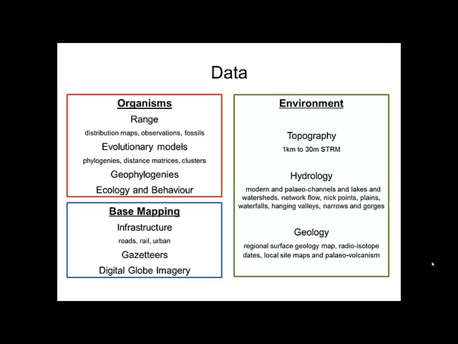Also things like waterfalls. As I say, they may be barriers for dispersal. All sorts of other features that are the result of changes in river valleys, like hanging valleys, narrows and gorges. These are geomorphological signatures of past hydrological change. The geology as well: the surface geology map, radioisotope dates, local site maps, estimates of paleovolcanism. I collected it all in a database. So I've got this huge database.